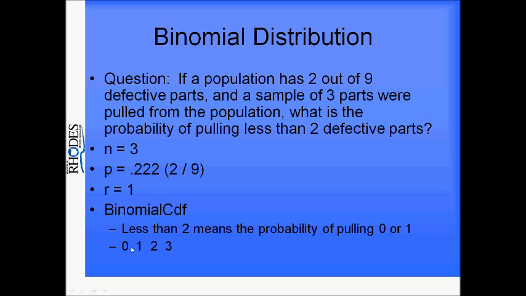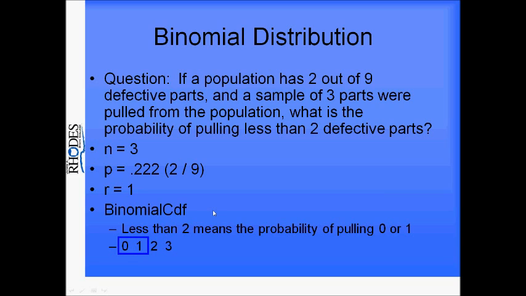And I could have 0 bad, 1 bad, 2 bad, or 3 bad. And what the question asks is less than 2. So what is less than 2? Well, 0 and 1 is less than 2. 2 is not less than 2, so that's my cutoff point. That's why I drew a blue box around 0 and 1.